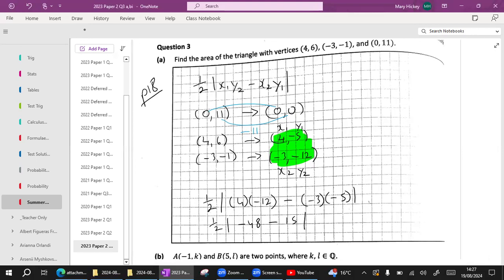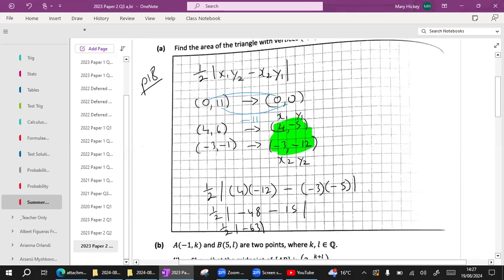Now that's -63, but the whole point of the absolute value symbol is that we don't take -63 as minus, we take it as the positive version of it. So half of 63 gives me 31.5. I'm not given any units, so I'm just going to write units squared. And I'm done.